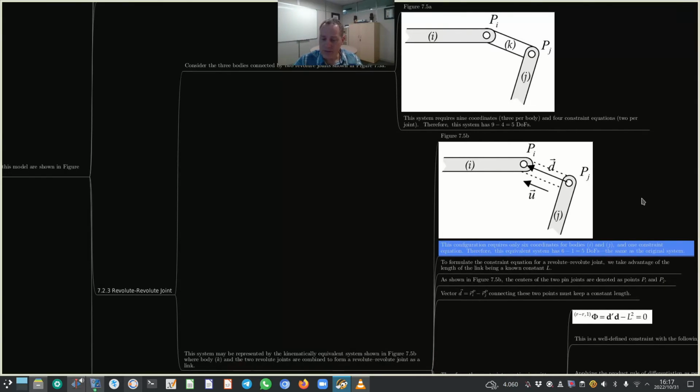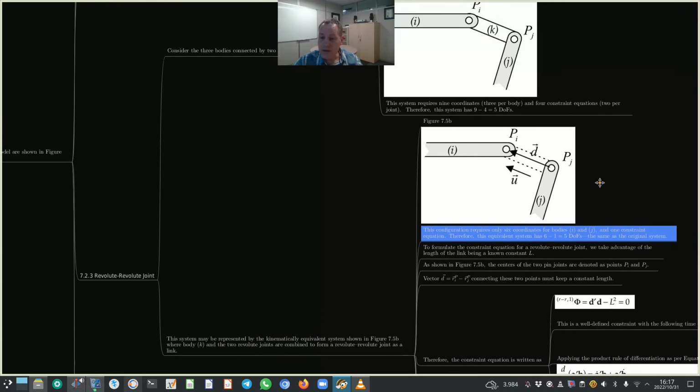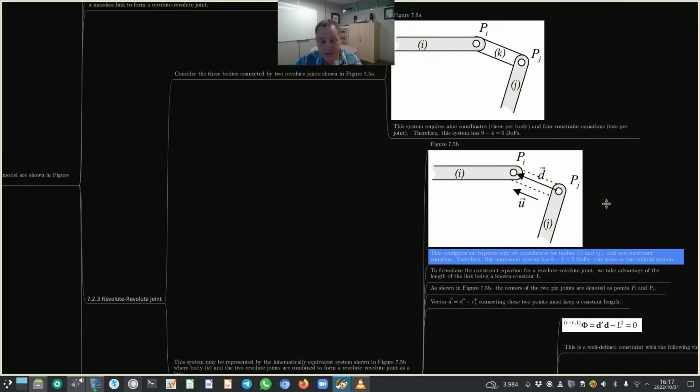Now, the configuration shown in 7.5b requires only 6 coordinates for bodies I and J, 3 per body, and a single constraint equation. Therefore, this equivalent system also has 5 degrees of freedom, and that's equated by taking 6 coordinates minus 1 constraint, giving you 5 degrees of freedom.